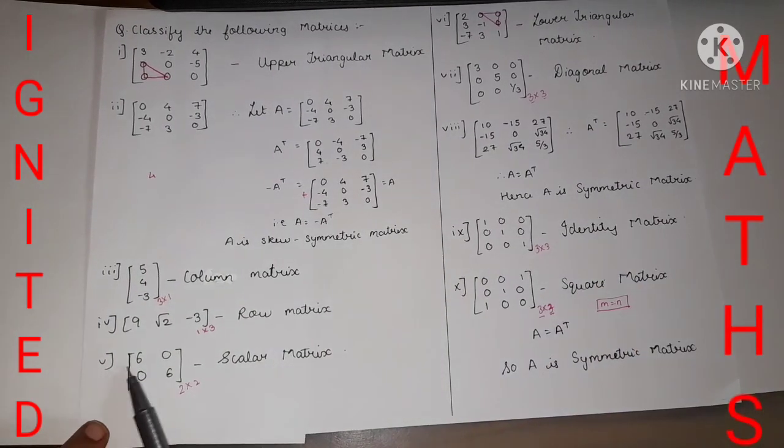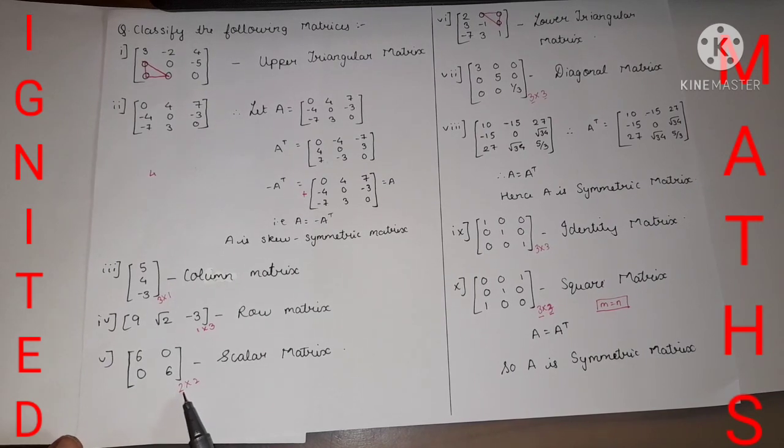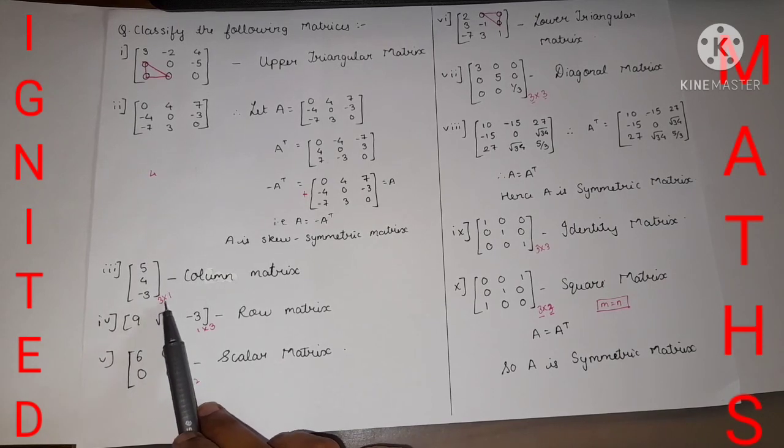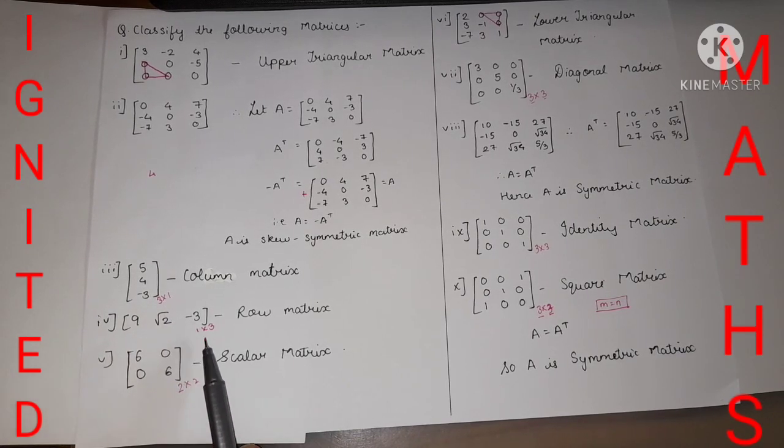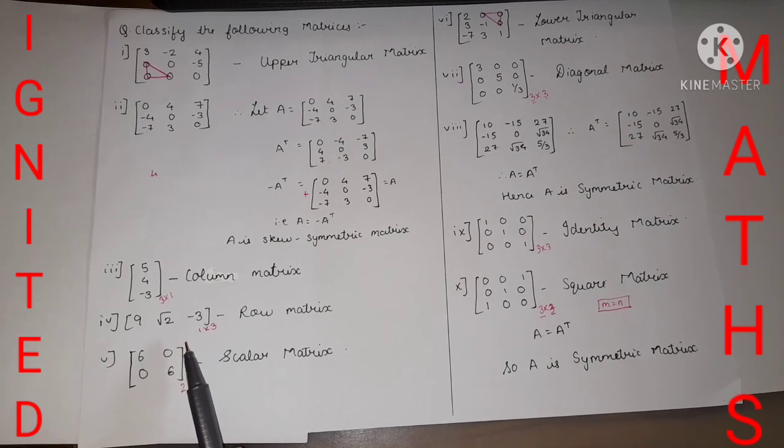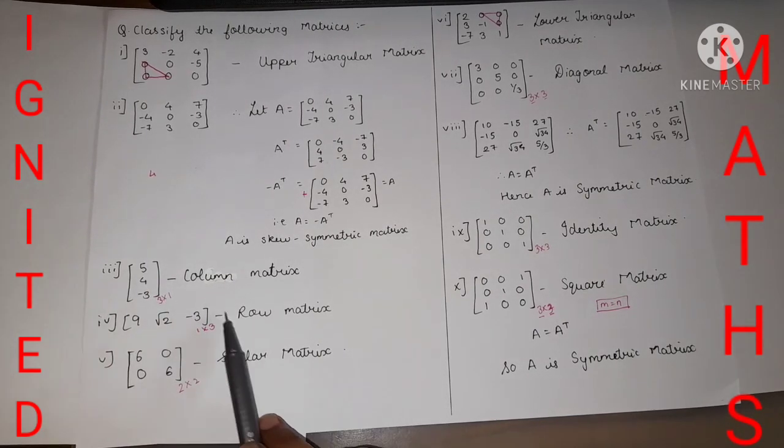Now the fifth sum you can take. Here the m and n values are 2. Here m is equal to n, so it is called a square matrix, and it is also a scalar matrix. But it is not applicable over here because m is not equal to n. Over here also it's not equal to n, so it doesn't satisfy the square matrix.